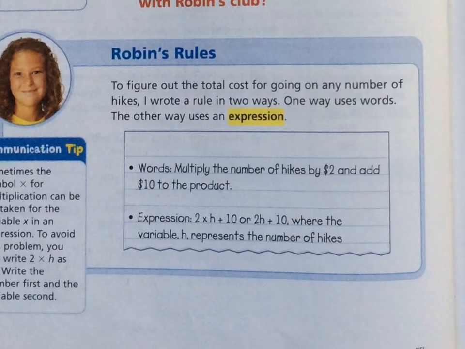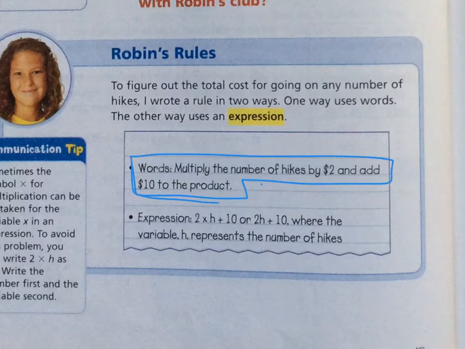So here are the two ways that she expressed it. In words, she multiplied the number of hikes by 2 and added 10 to the product. Now this is very similar to the pattern rules that we were using in 1.2, isn't it? These are the exact same things we were using as patterns or pattern rules in section 1.2 last week.